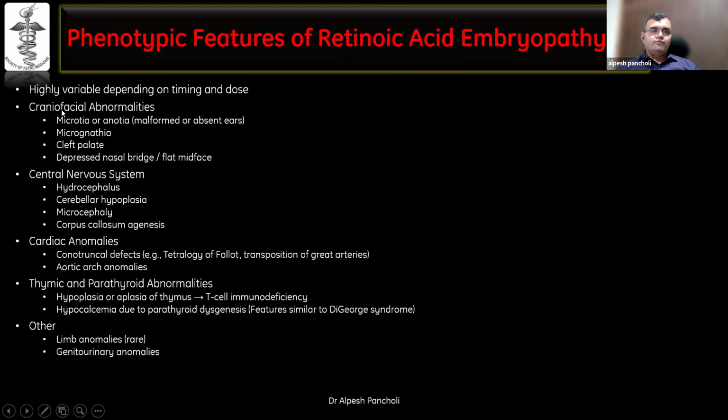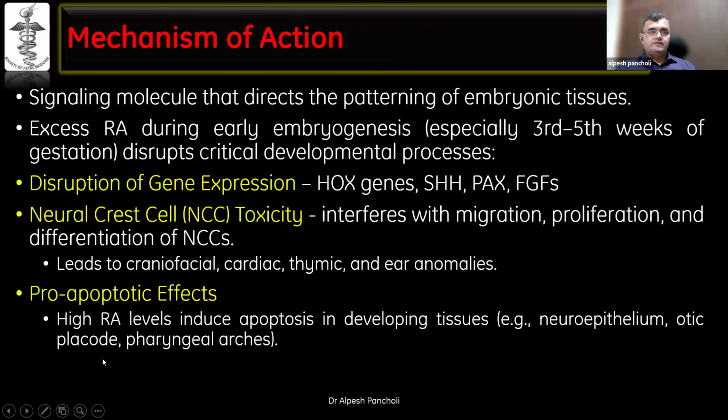The common craniofacial abnormalities are microtia, anotia, micrognathia, cleft palate, and depressed nasal bridge. In the CNS, we can have microcephaly, hydrocephalus, cerebellar hypoplasia, or corpus callosum agenesis. In cardiac, we can have conotruncal anomalies like tetralogy or transposition of great arteries or aortic anomalies. There can be thymic as well as parathyroid abnormalities, like in DiGeorge syndrome. Limb anomalies are rare. There can be genitourinary anomalies as well.